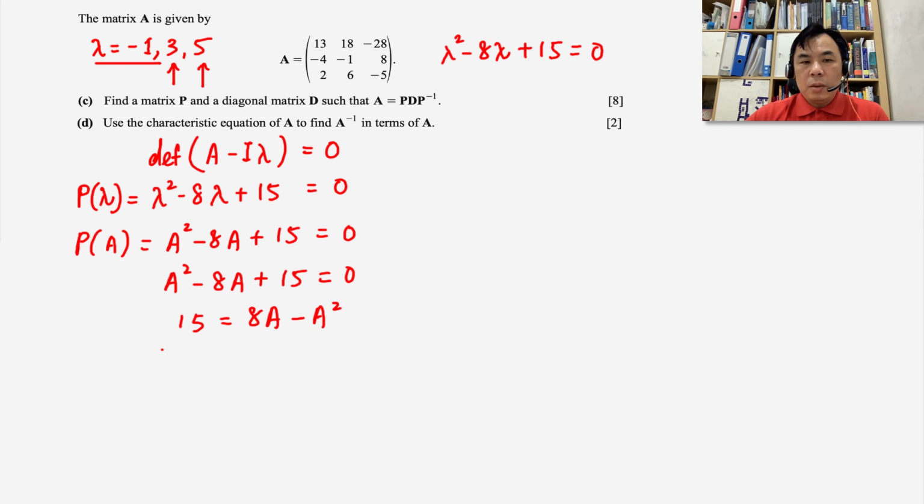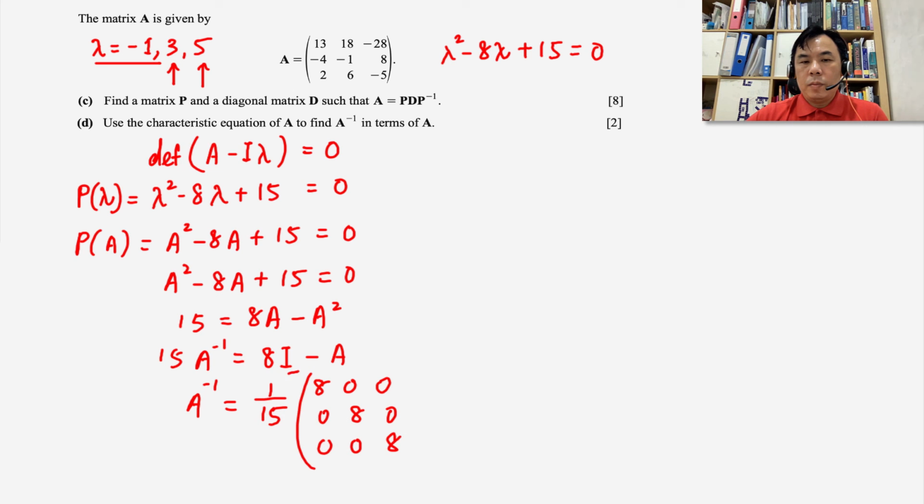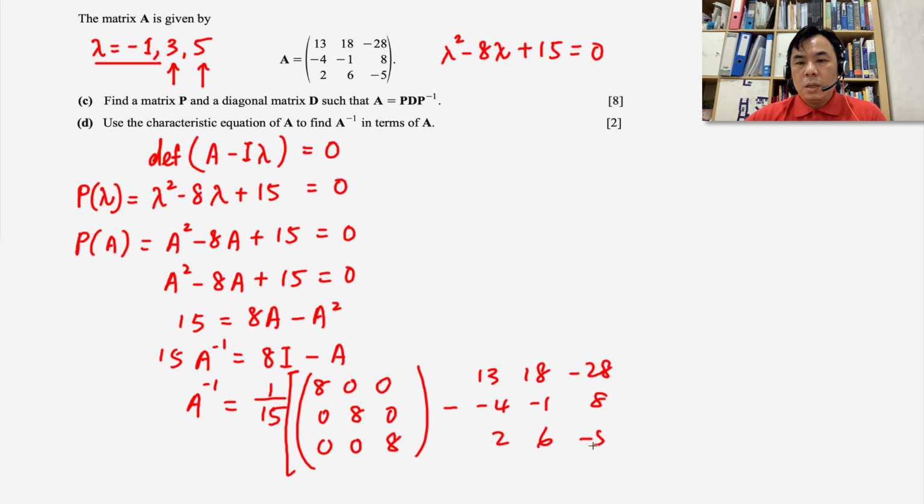and then you can multiply the inverse on both sides like this, and then that will give us 8I basically, and then this one will be A. And therefore we say that the inverse is actually 1 over 15 of 8I. 8I basically means 8 subtract off with A. Okay, so our A is 13, 18, negative 28, negative 4, negative 1, 8, 2, 6, negative 5.